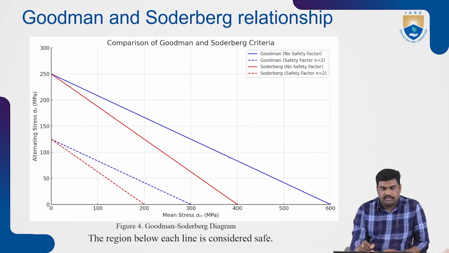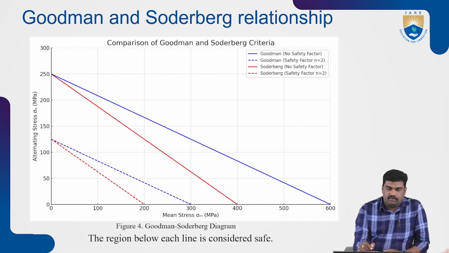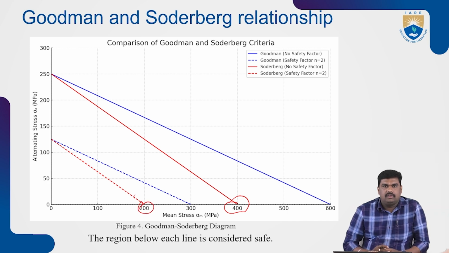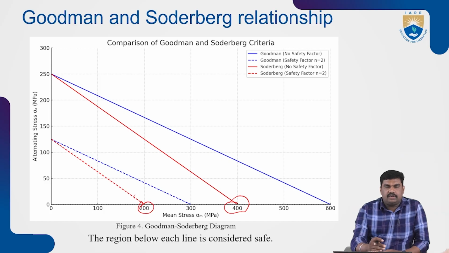So what is the thick line and the thin, dotted line? The continuous line is the condition without the safety factor. The thin, dotted line is the condition with the safety factor. You can see the difference: when you are not considering the safety factor, the mean stress will be 400. When you are considering the safety factor, the mean stress will be 200. Whatever is below this curve, below these lines, is considered safe.